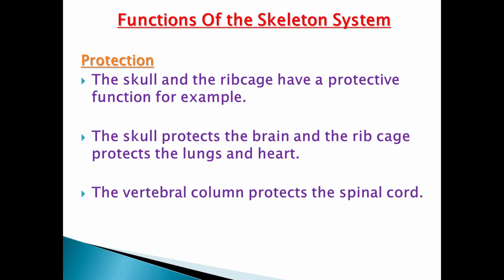Then of course we would have gone through the functions of the skeletal system, of which protection is one. As for protection, persons should be able to give me examples of different parts of the body that offer protection. For example, the skull and the rib cage have a protective function. The skull protects the brain. So you should be able to give examples of which body parts offer that form of protection.